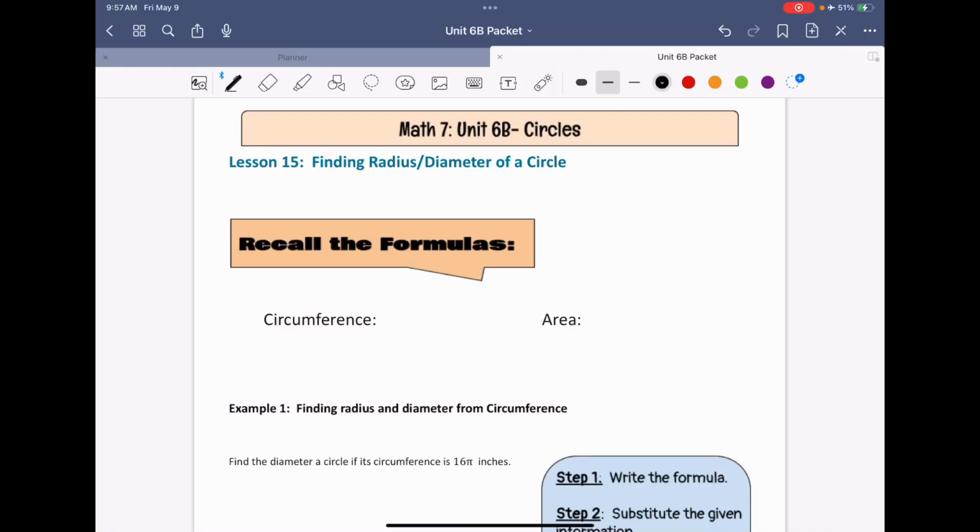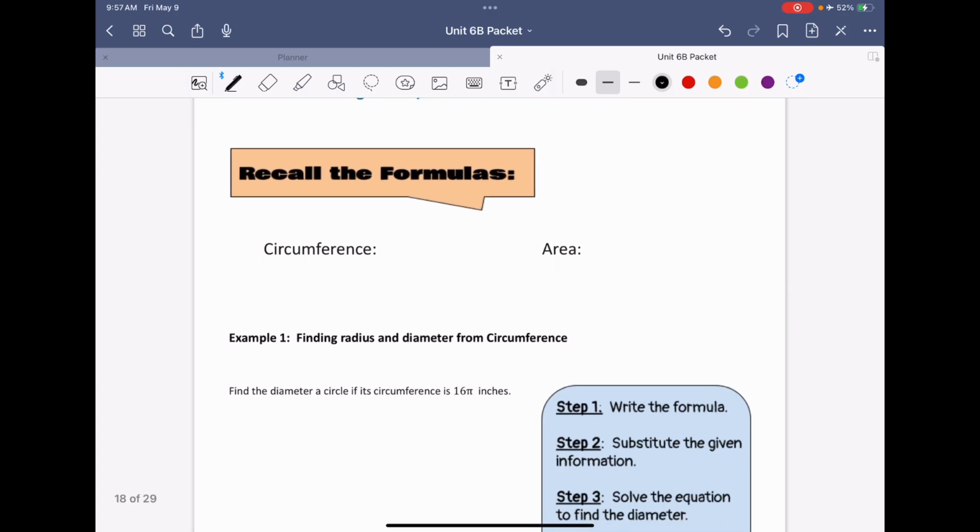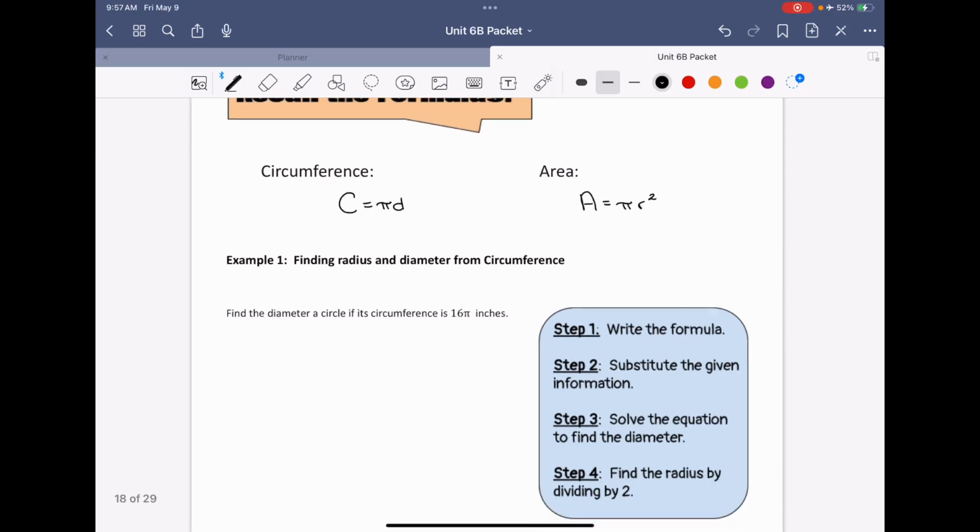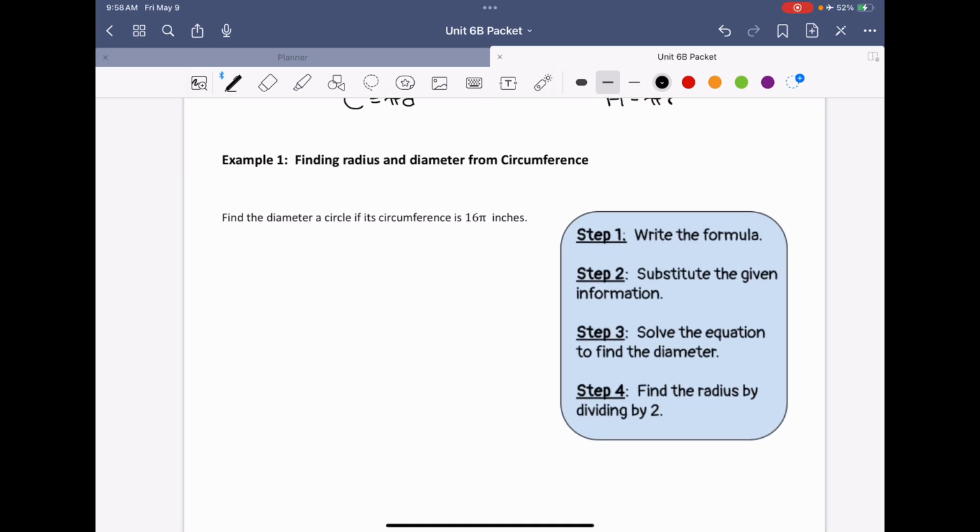Great, we're on lesson 15, which is on finding the radius or the diameter of a circle. So first thing we want to do is just recall the formulas that we've been talking about so far. We have our circumference formula, which is C equals pi times our diameter, and our area formula, which is area equals pi r squared. Okay, so let's go ahead and start with our first example.